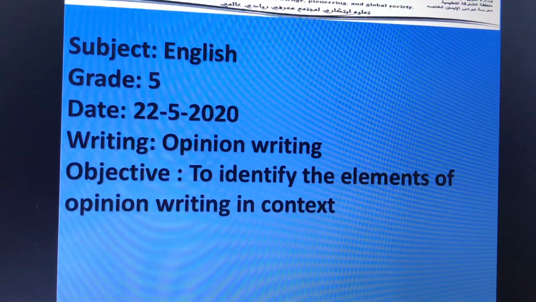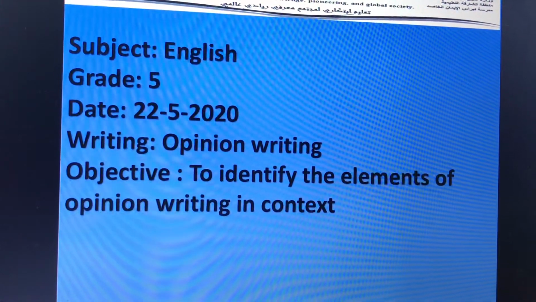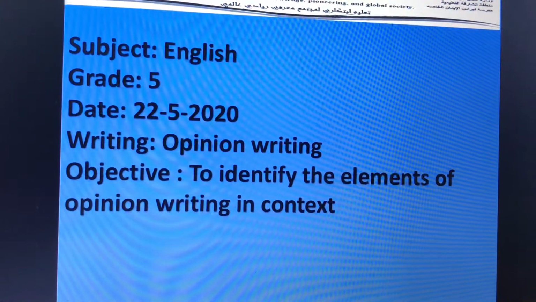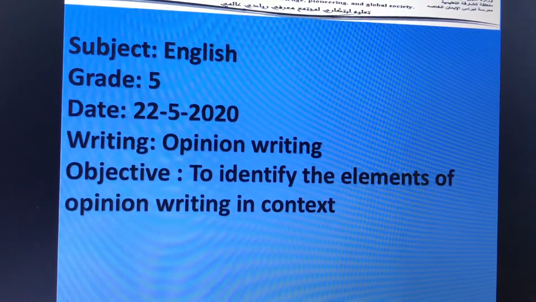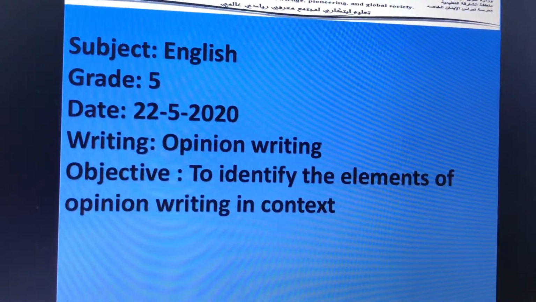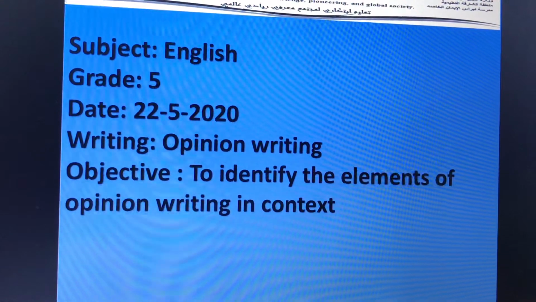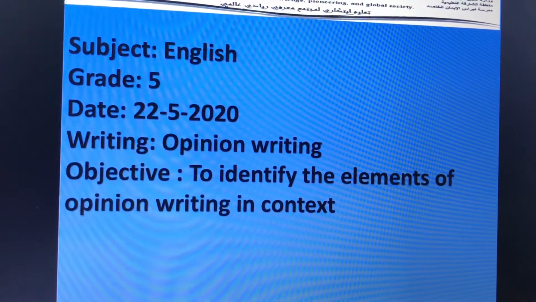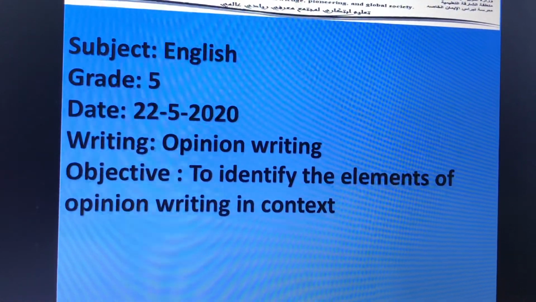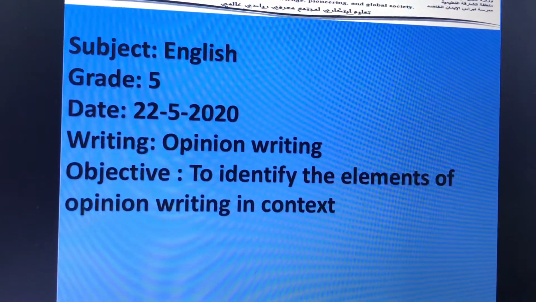Our lesson today is opinion writing. Our objective is to identify the elements of opinion writing in context. But before we start, let's revise the sight words as usual. Let's start, please, and repeat after me.